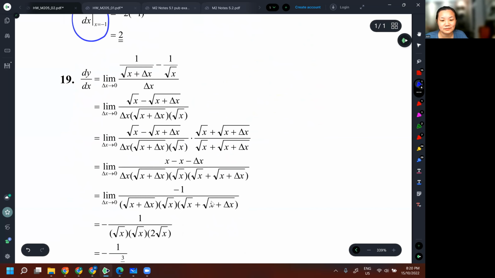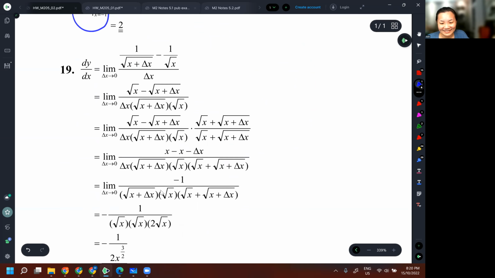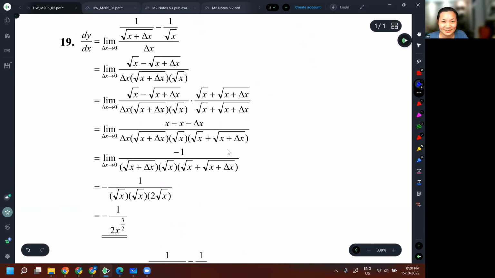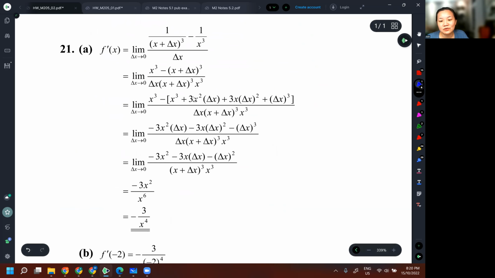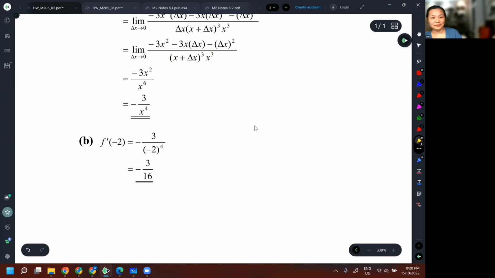19. 19 is similar to the last question in the previous homework assignment. It has a fraction and a radical sign, but this time I think it's simpler. You simplify, conjugate and simplify. 21. Now this one you need to expand again. Binomial theorem. 1, 3, 3, 1. Okay, and then answer.